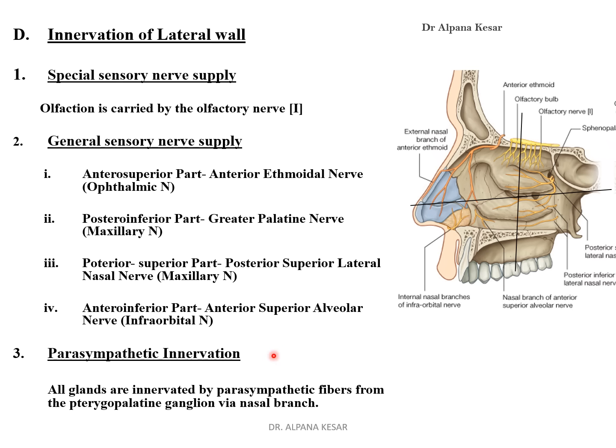The parasympathetic innervation of the lateral wall of the nose is from pterygopalatine ganglion via nasal branches. The postganglionic parasympathetic fibers from the pterygopalatine ganglion will supply the glands in the wall of the mucosa.